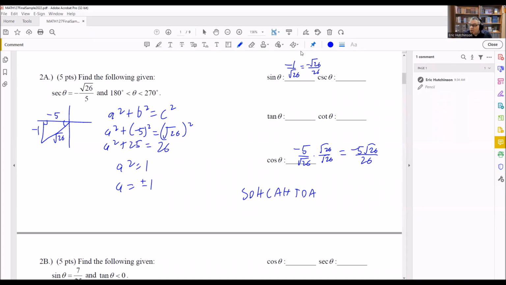All right, now we have cosecant. Now I'm going to flip over the original one we have here. That's just going to be negative root 26. We can just flip this one over like that. Okay, so now tangent is going to be the opposite over the adjacent. So this is -1 over -5. Now that is going to give you positive 1/5, and we can flip that fraction and get 5 over 1 or just 5. So now we have that one complete for number 2.